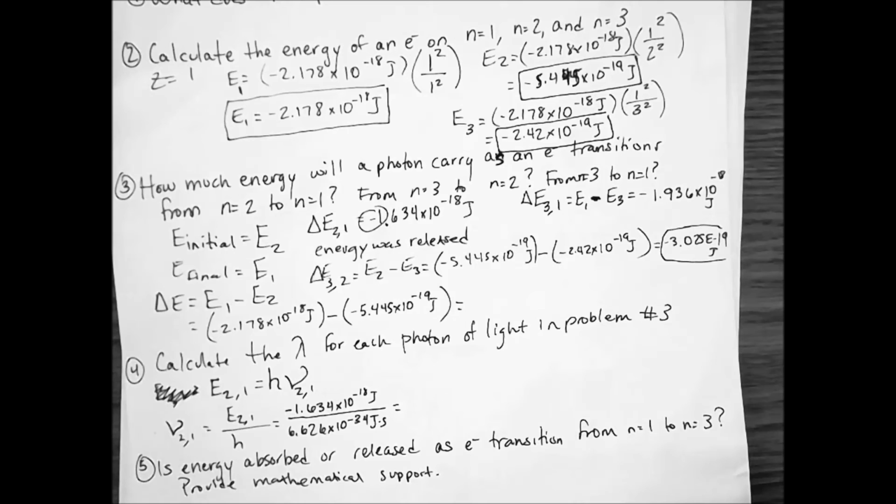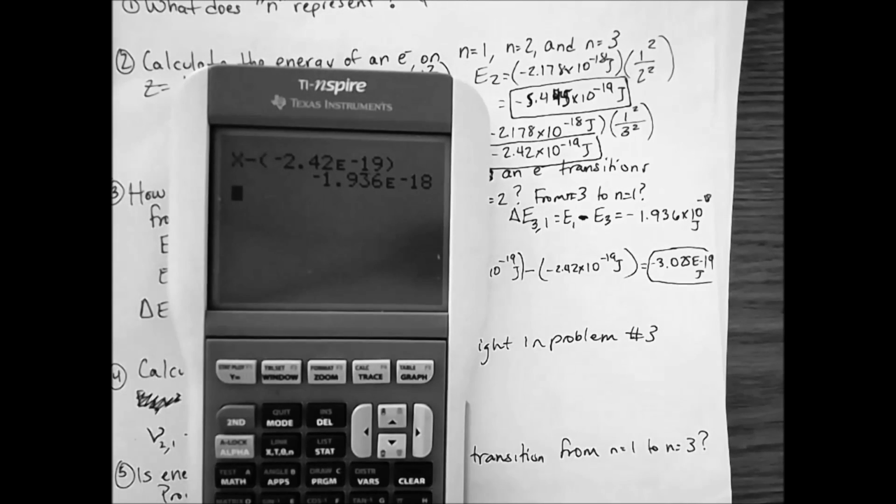So maybe one person, or a handful maybe, okay. So we're going to plug that into the calculator, negative 1.634 E negative 18, divide by Planck's constant. Nah, I'm not typing Planck's constant in here over and over.